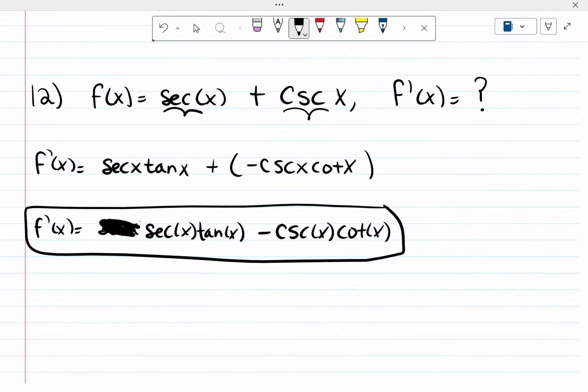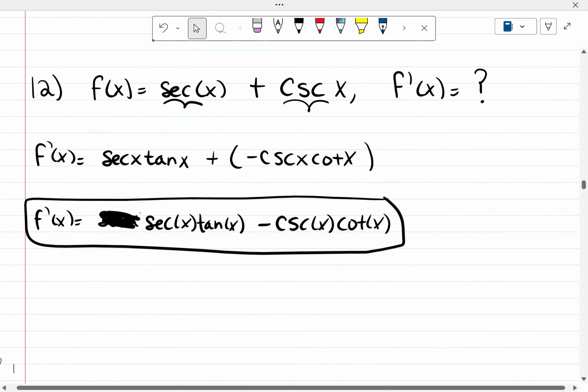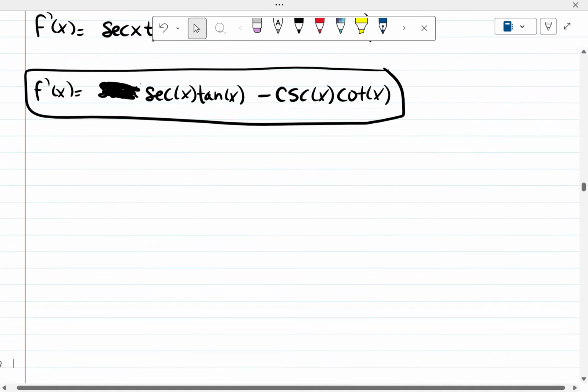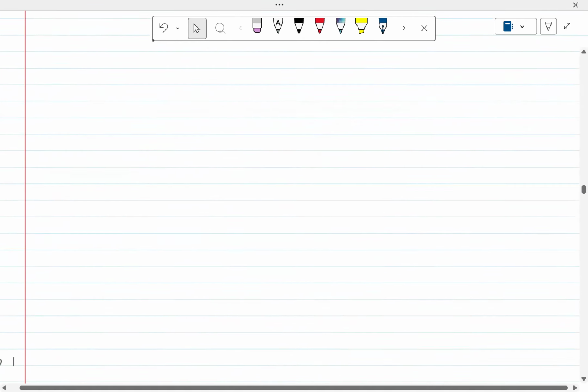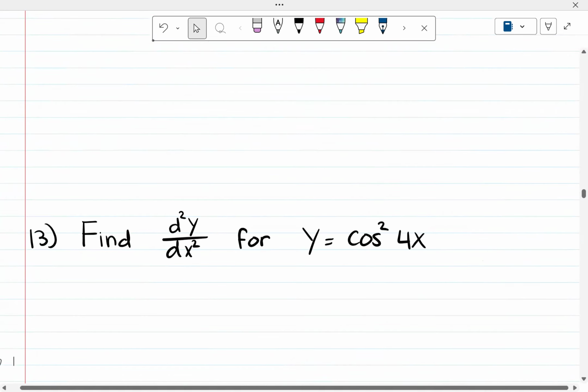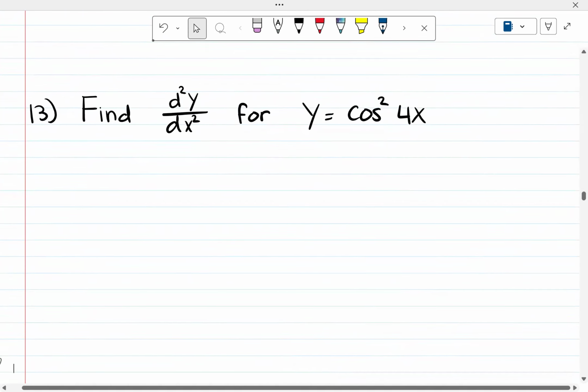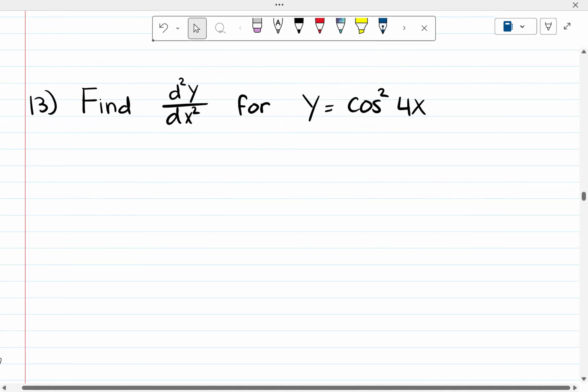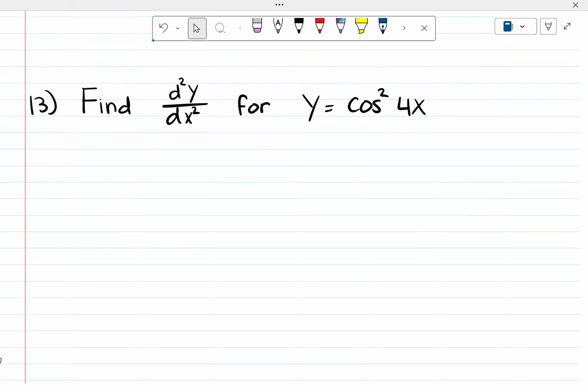Okay, so let's move on to 13. So 13 says find d squared y over dx squared for y equals 4 cosine squared of 4x. So basically we differentiate twice, or find y double prime. What I would do first is find dy dx. So this is what we have.